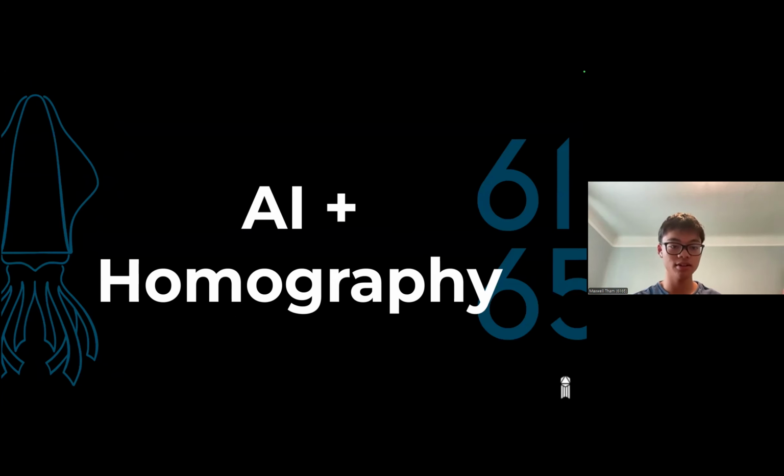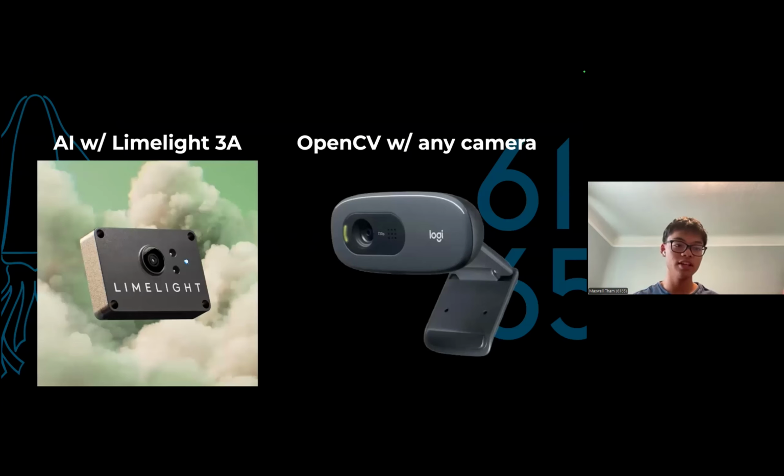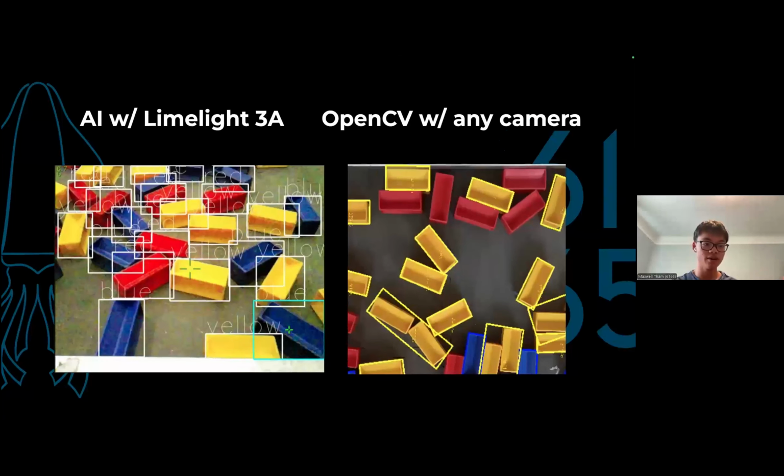But before we get into that, we did want to talk a little bit about FGC vision in general. In FGC, you can really have two different pipelines for vision. You can have your AI with the Limelight 3A, or you can have OpenCV with any camera. The advantage of doing AI with the Limelight 3A, as you can see on the left right here, is that it can get the bounding box of the samples really well. It can get the general bounding box, and it's really easy to do that.